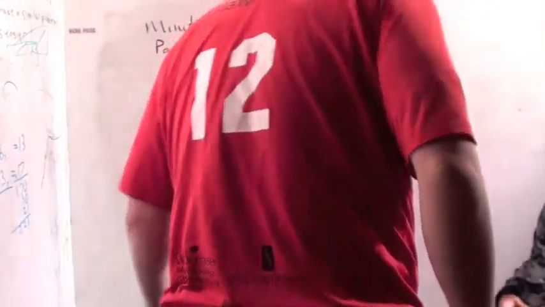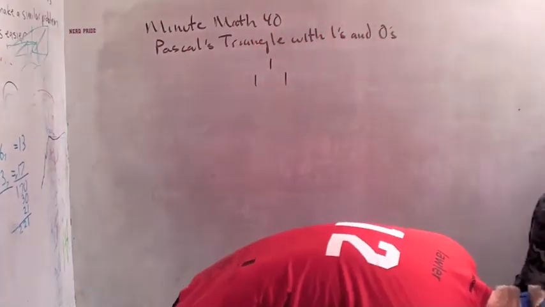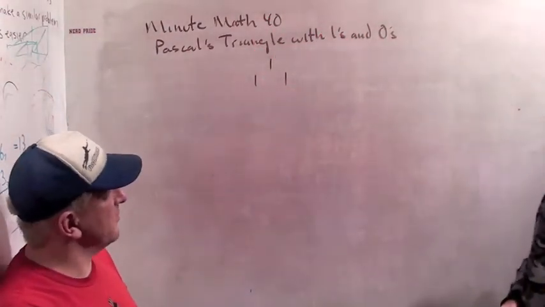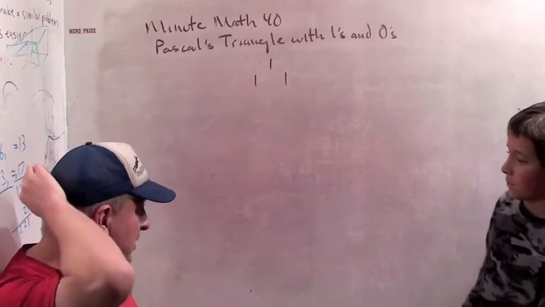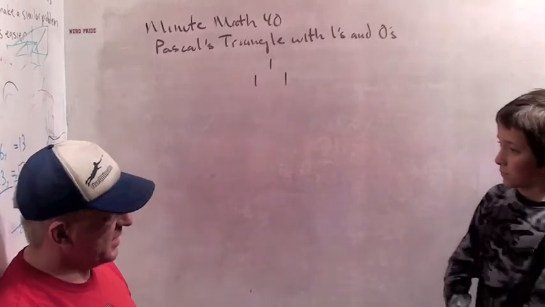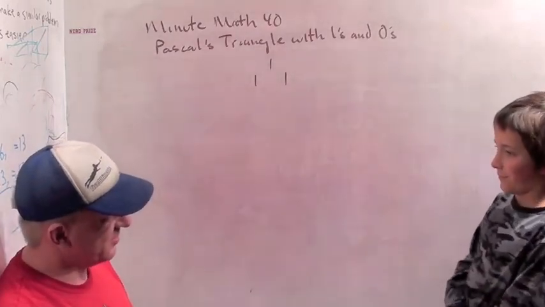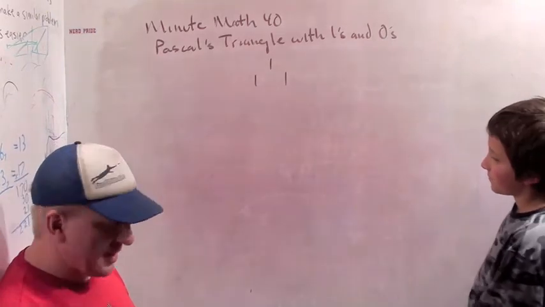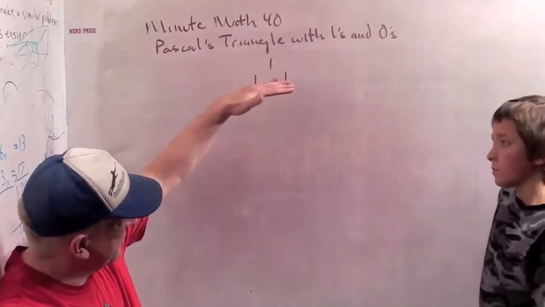MinuteMath number 40. Now we were actually having a little trouble drawing MinuteMath from today on our whiteboard, so this isn't really MinuteMath, but we saw this really cool video about candy corn triangles, right? Yeah. So I thought what we would do is do Pascal's triangle with only ones and zeros.